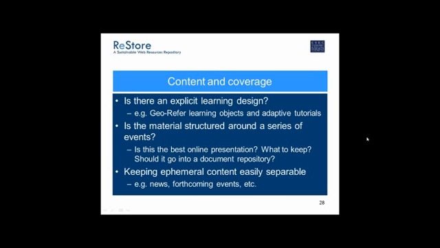In, for example, the geo-refer learning materials, which you could find if you were to come back at a different time and have a look in the ReStore website, there was an explicit learning design. This was a web resource which was intended to teach users about geographical referencing of social science data sets. And it was constructed from a large number of small learning objects, blocks of information material, which can be browsed as separate web pages, but which were intended to be put together as customized tutorials for the user. So there is an example of an explicit learning design.